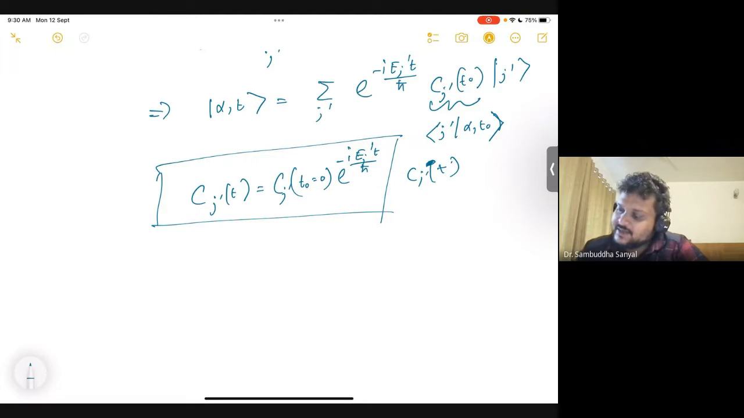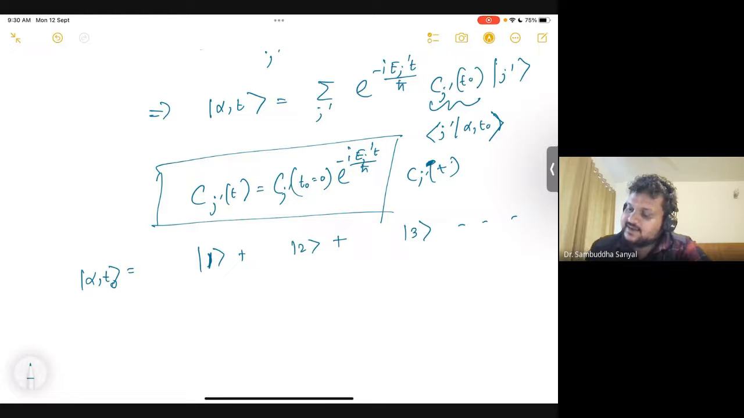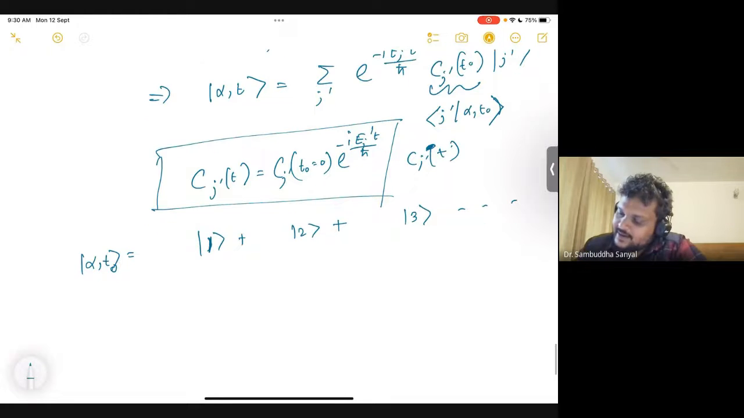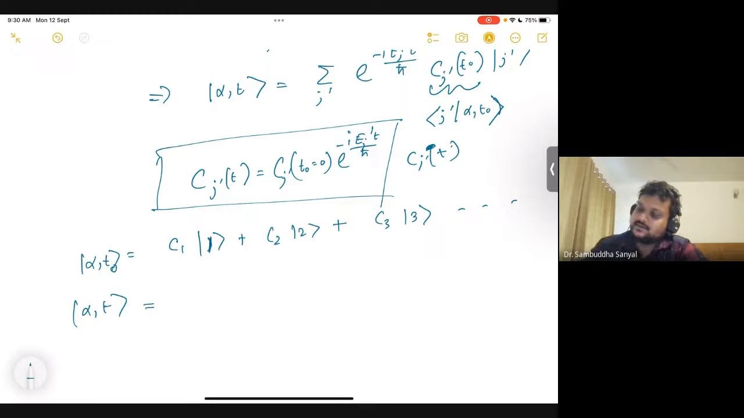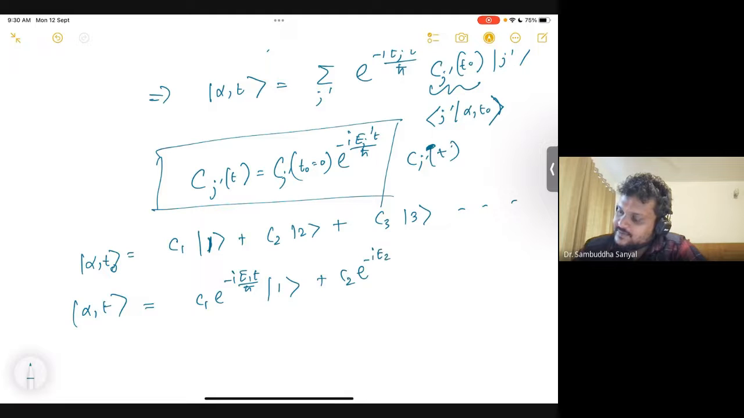If I want to think about it like that, let's say I express my alpha t in terms of a bunch of states, j, where j is 1, 2, 3, like that. This is at t equal to t naught. And alpha at t is nothing but, with some numbers c1, c2, c3 and all, c1 e to the power minus i E1 t by h bar, plus c2 e to the power minus i E2 t by h bar, and so on.